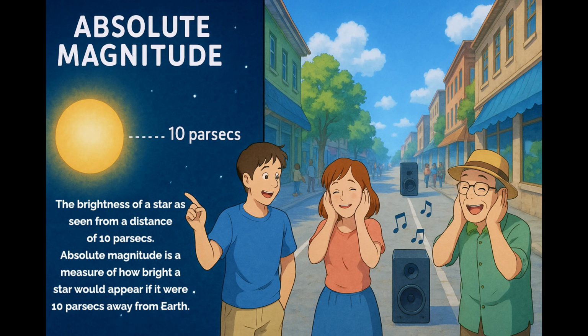Imagine you're trying to compare the loudness of songs played at different distances in a crowded street. Just like how you might struggle to gauge which song is truly louder unless you bring all the speakers to the same spot and listen from the same distance, astronomers face a similar challenge with stars. Absolute magnitude is like this standardized listening spot. It's the brightness of a star as if it were observed from a uniform distance of 10 parsecs, allowing astronomers to fairly compare the intrinsic brightness of stars without the varying effects of distance.